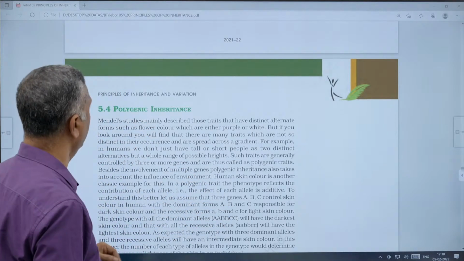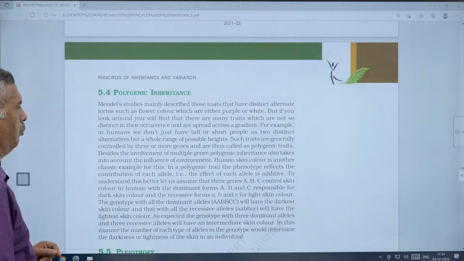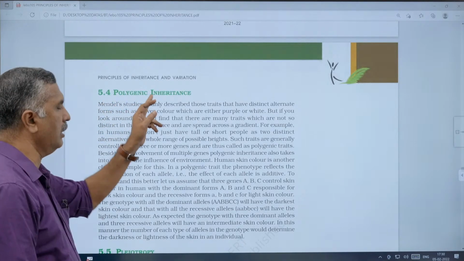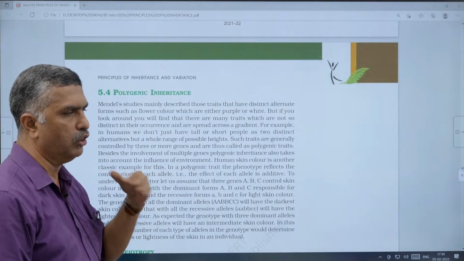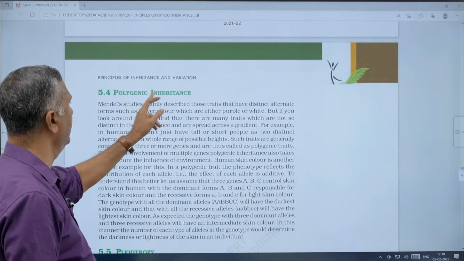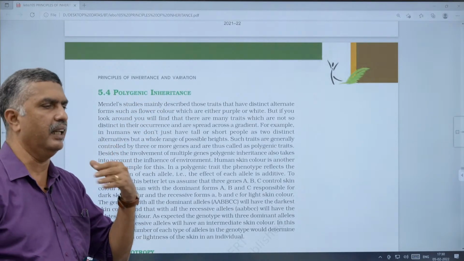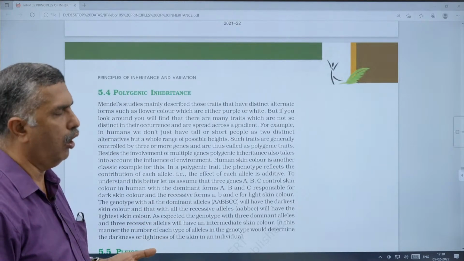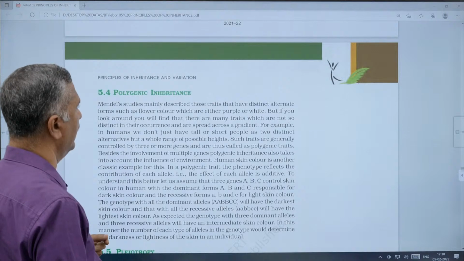Okay, then next, polygenic inheritance. What is meant by polygenic? Three or more genes control a character. That is called polygenic inheritance.